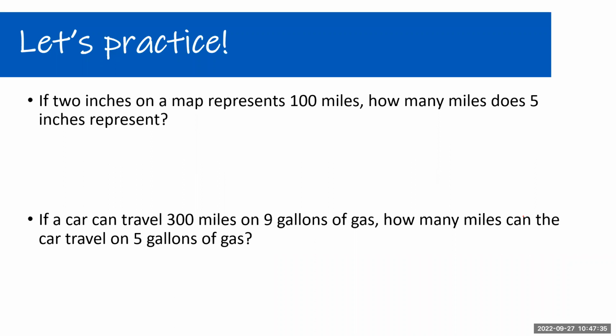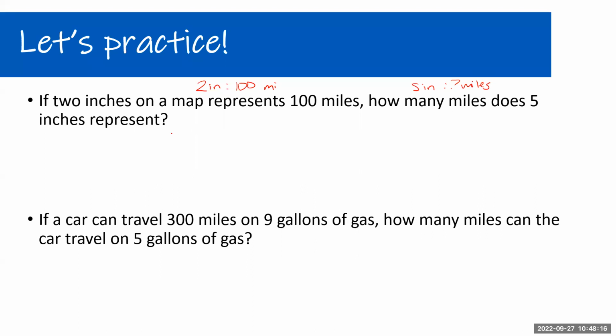I'll go ahead. If 2 inches on a map represents 100 miles, then how many miles does 5 inches represent? Well, you can put these in either order, by the way. You could do it as miles over inches, or you could do inches over miles. As long as you're consistent with what's on the numerator and what's on the denominator, you're going to get the same answer. So you're fine. Don't give any stress to that, okay? We know that 2 inches is 100 miles. And we know that we have 5 inches, and we don't know the number of miles.